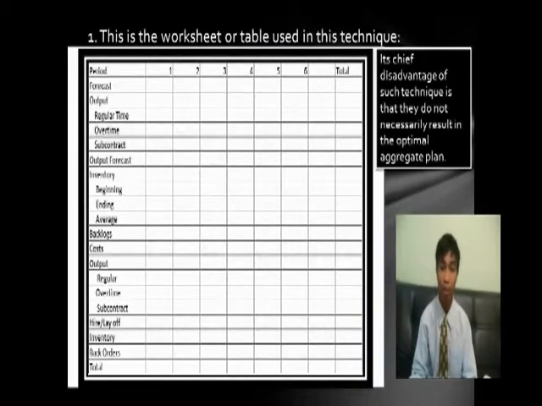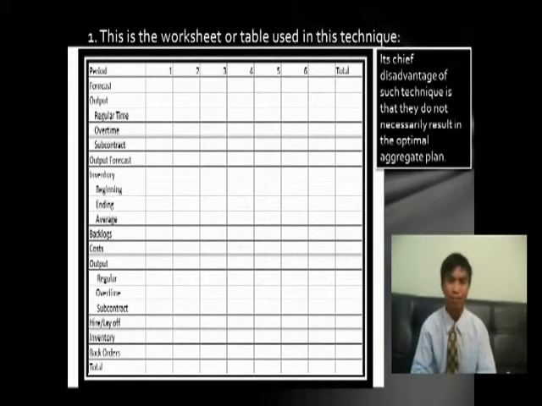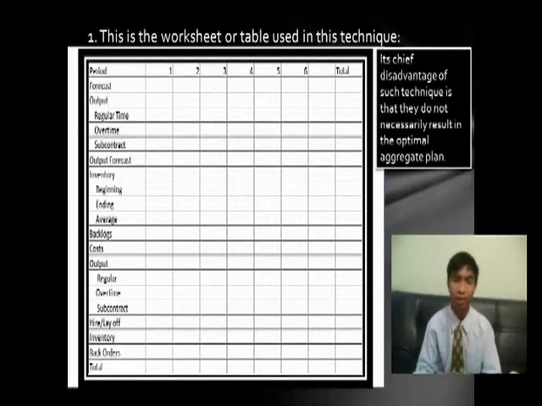This table can be used in a computer through Microsoft Excel and other spreadsheet applications. The chief disadvantage of such a technique is that it does not necessarily result in the optimal aggregate plan.